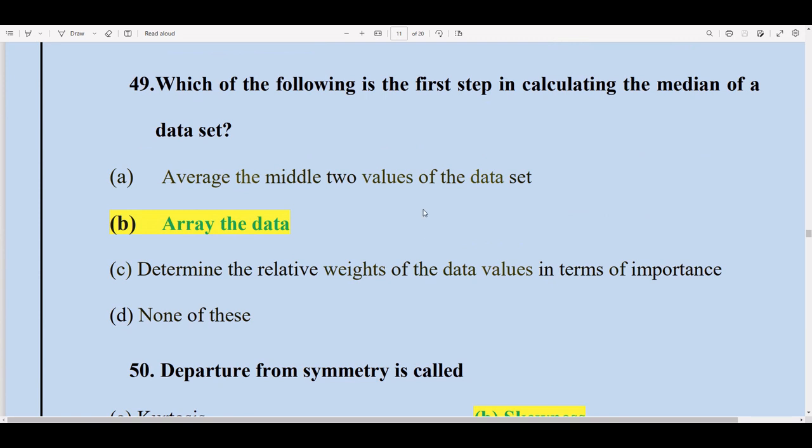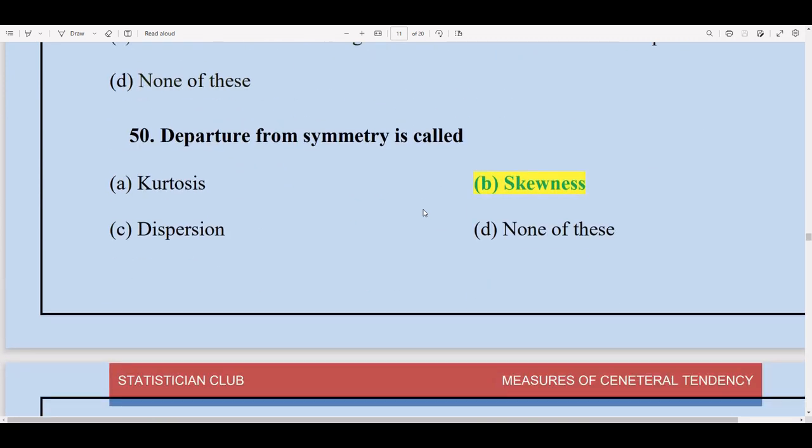Which of the following is the first step in calculating the median of a data set? Array the data. Departure from symmetry is called skewness. If the trend of values is mostly on the positive side, it is called positively skewed. If the trend of values is mostly on the negative side, it is called negatively skewed.